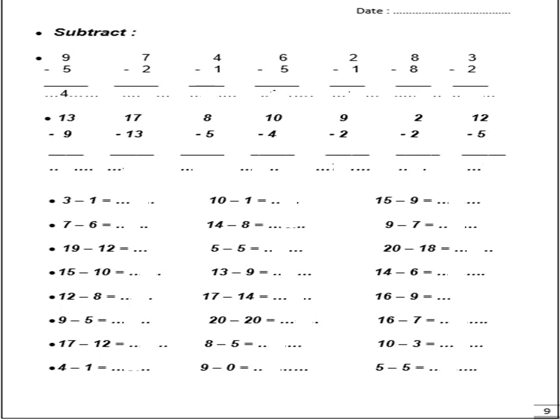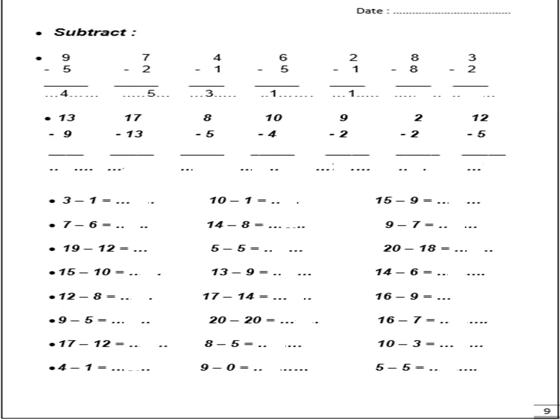7 minus 2, after 2: 3, 4, 5, 6, 7. So the answer will be 5. 4 minus 1, we count from small until we reach the more. After 1: 2, 3, 4. So it will be 3. 6 minus 5, we count from small until we reach the more. After 5: 6. So it will be 1. 2 minus 1, after 1, it will be 2. So it will be 1 finger.